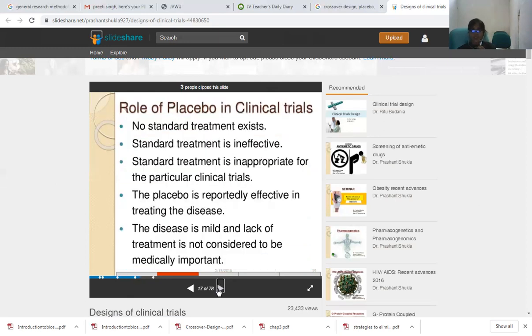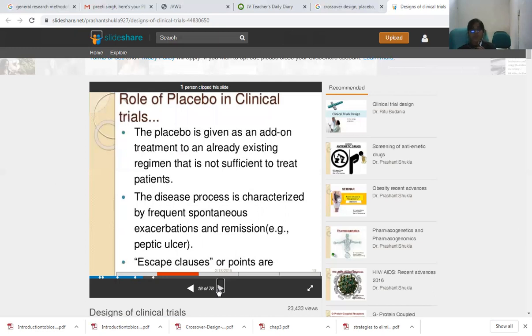No standard treatment exists, and standard treatment is ineffective. So the role of placebo: the placebo is given as an add-on treatment to an already existing regimen that is not sufficient to treat patients. The disease process is characterized by frequent spontaneous exacerbations and remission.